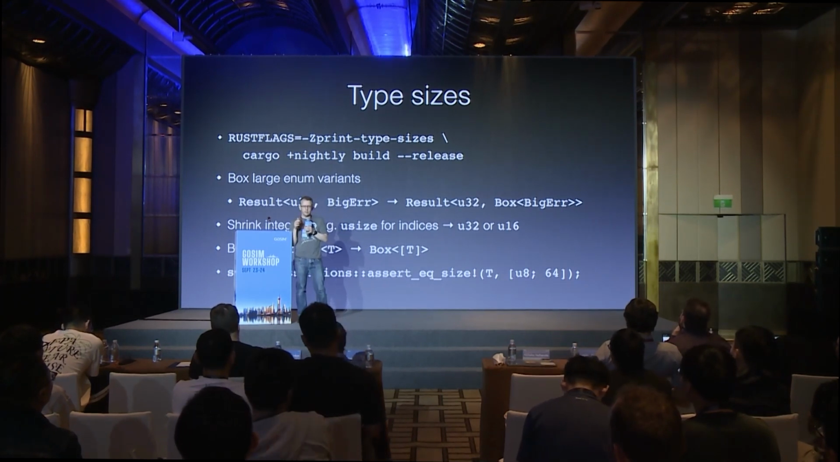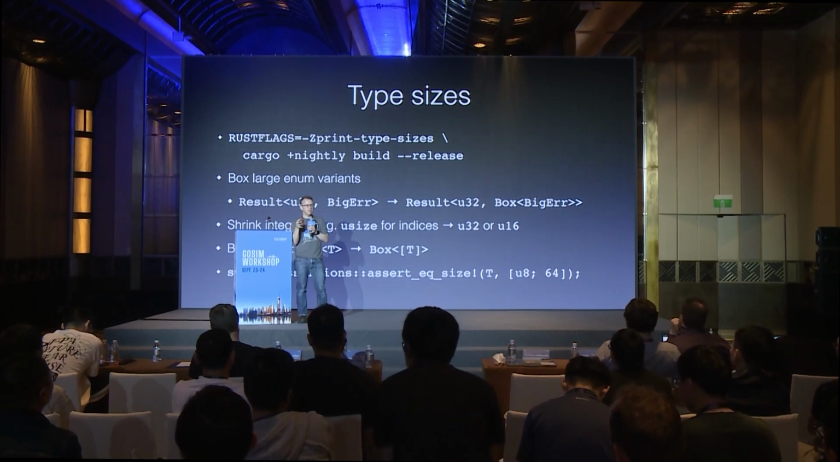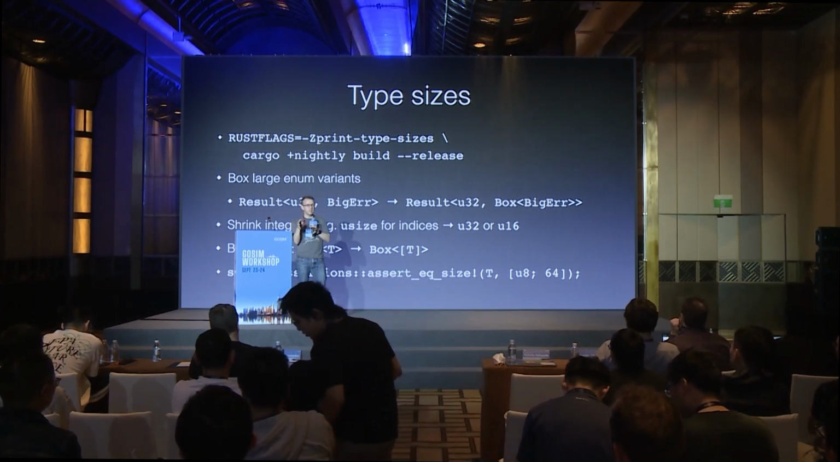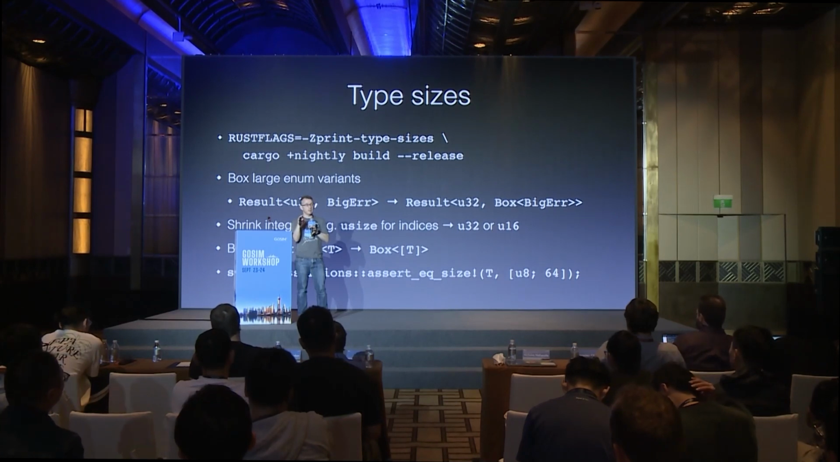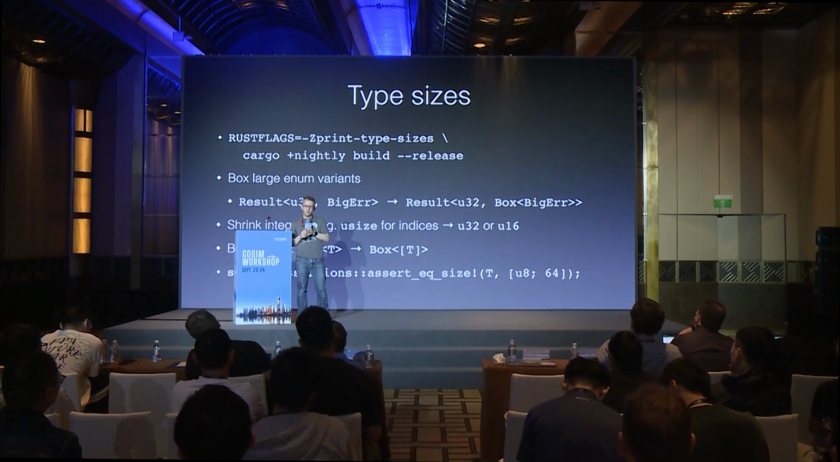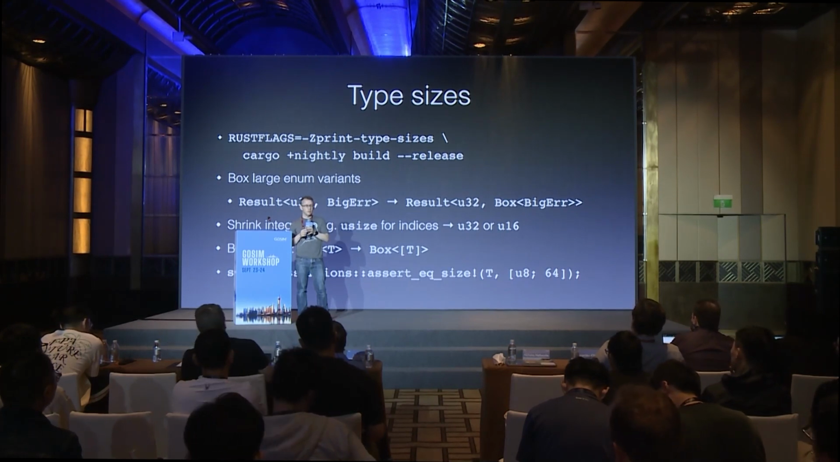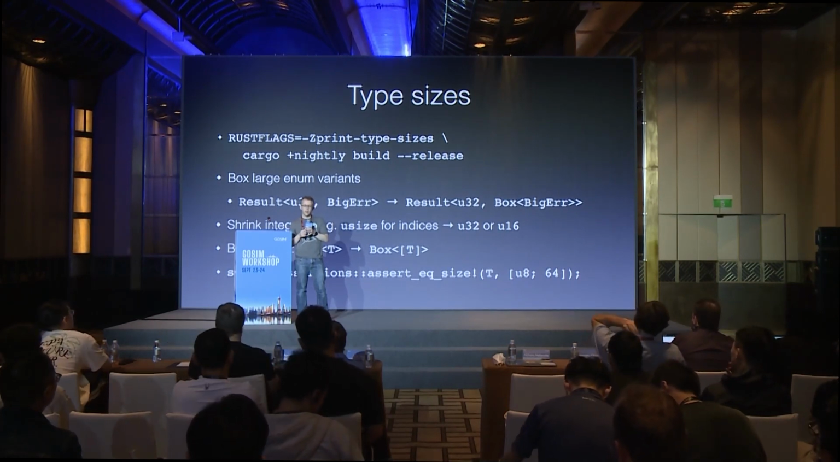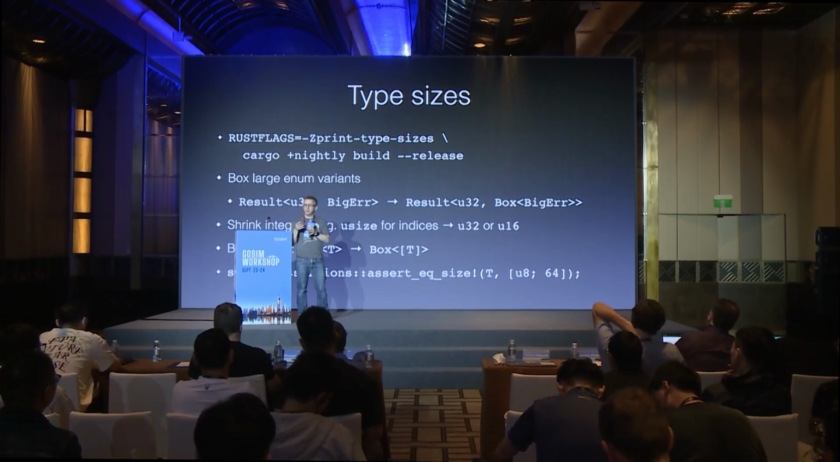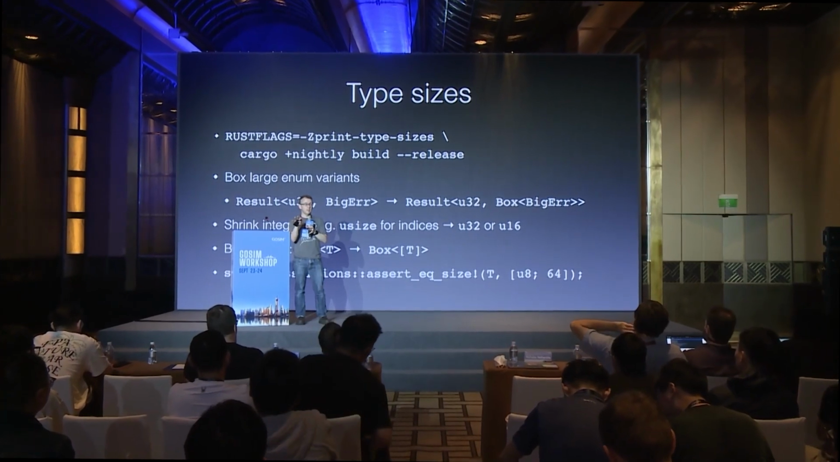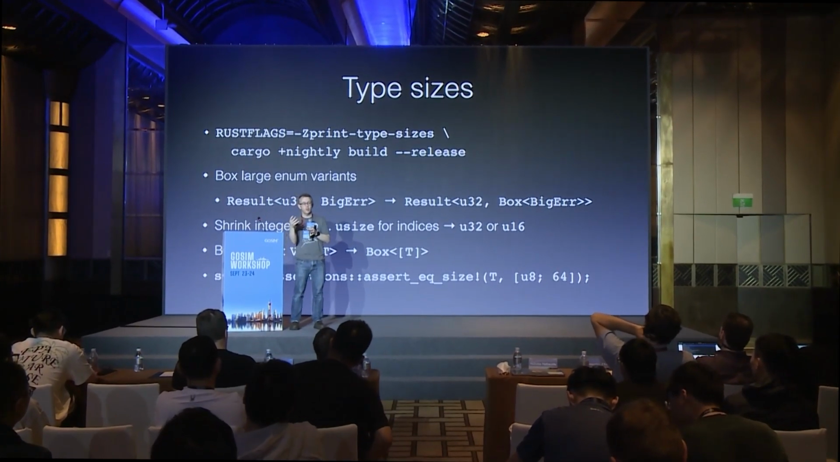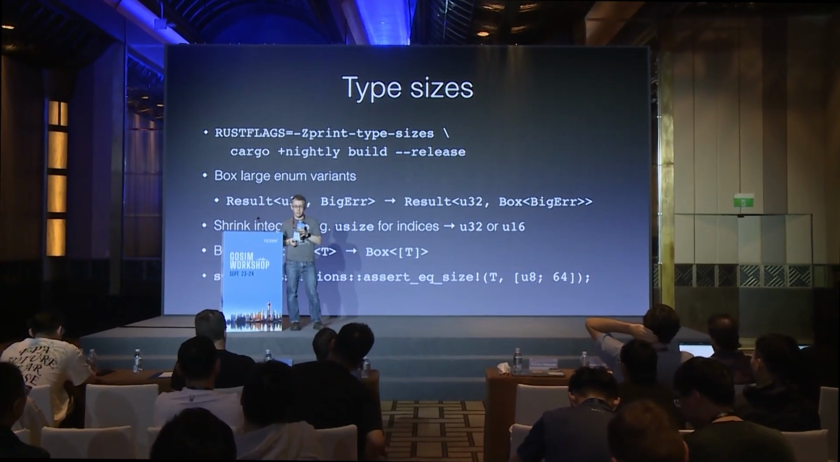And then finally, if you have types where the size matters and you've taken the time to shrink them down and save memory, you want to make sure that somebody doesn't accidentally make a change that then makes them bigger. So you can use the static_assertions crate, which has a macro called assert_eq_size, and you can use that to check that a type has exactly the size that you expect it to have. If that ever changes, then you will get a compile error and know that something has gone wrong.